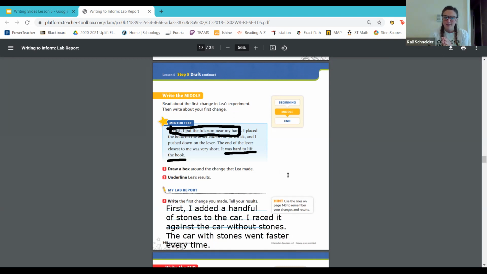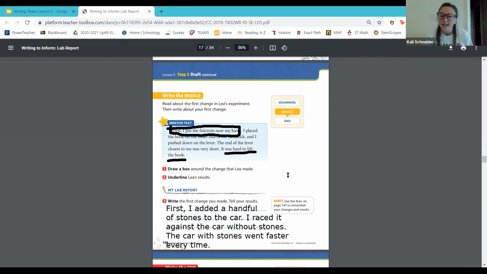I want you guys to think about what the second thing we did was, right? So we could say, first, I added a handful of stones to the car. I raced it against the car without stones. The car with stones went faster every time. All right, the next thing we say is, second, what did we do second? Well, let's go back and look. I'm gonna go back and look at my book in front of me.